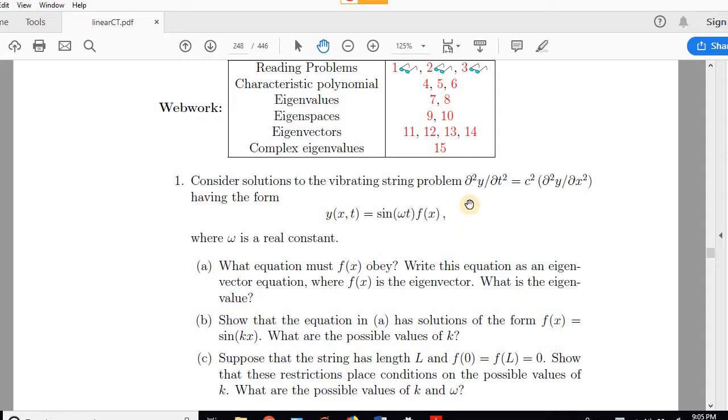So the first thing is to understand what these symbols mean. This is the second derivative of y with respect to t, which means that you consider the x as a constant. And this is the second derivative of y with respect to x, which means you consider the t as a constant. So just thinking about this, if I take the second derivative of this function with respect to t, what do I get?